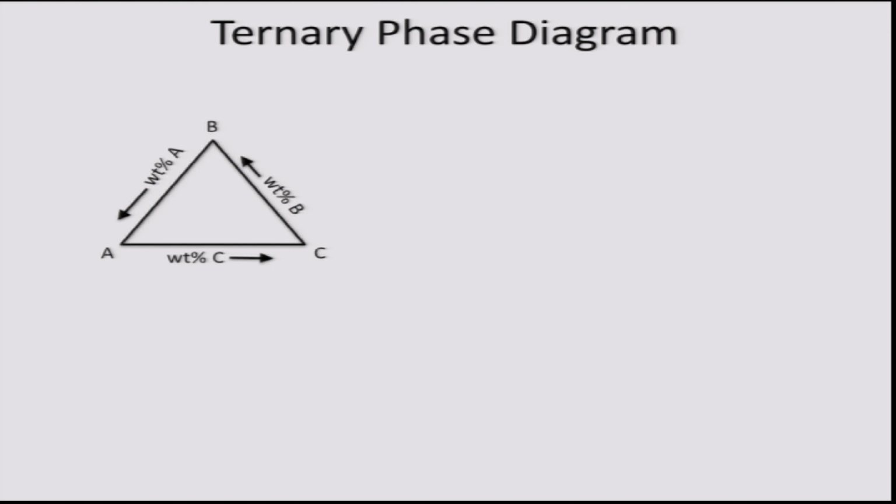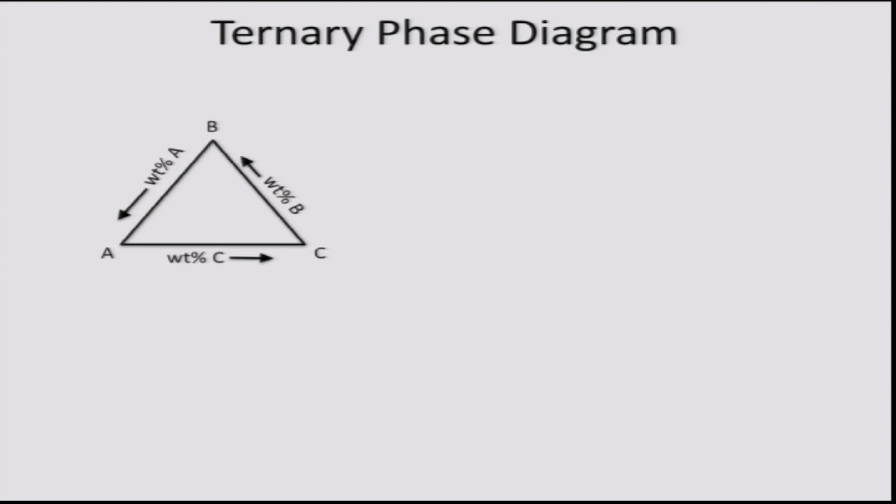We will see how the compositions can be read on this ternary triangle, but before that I would like to explain how the ternary phase diagram is constructed. So in this triangle, each of the edges represents a binary system. Let us simply consider simple eutectics.